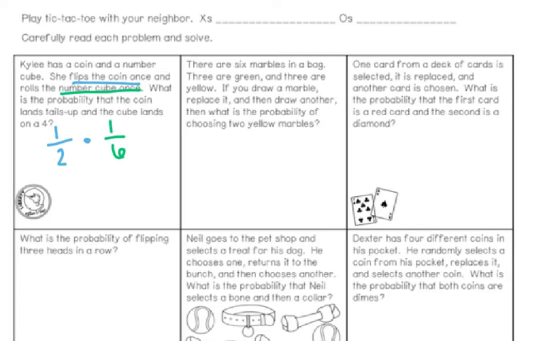So here we've got 1 out of 2 times 1 out of 6. Here we just go ahead and multiply straight across. 1 times 1 is 1, and 2 times 6 is 12. So our probability here is 1 out of 12.